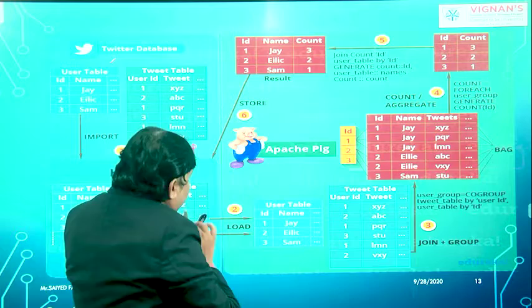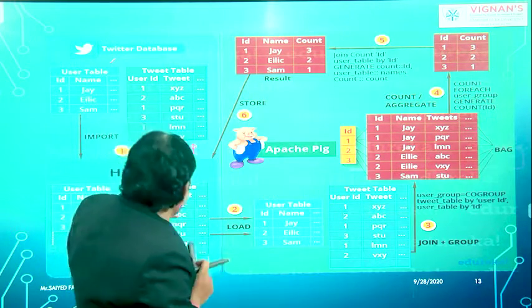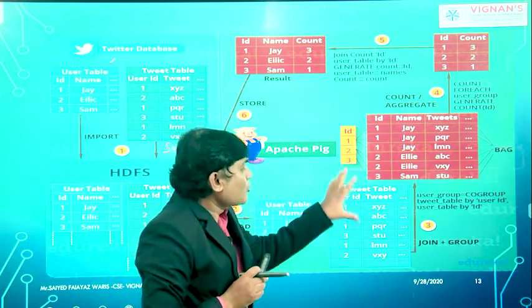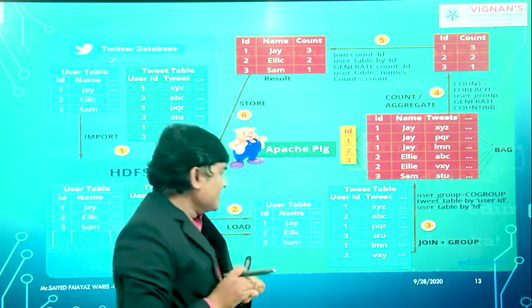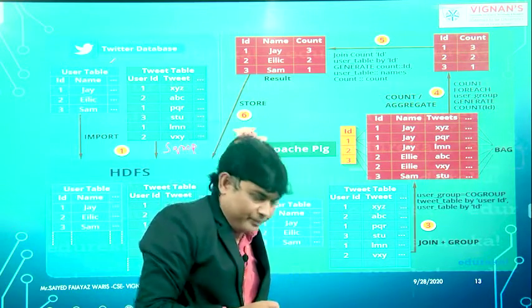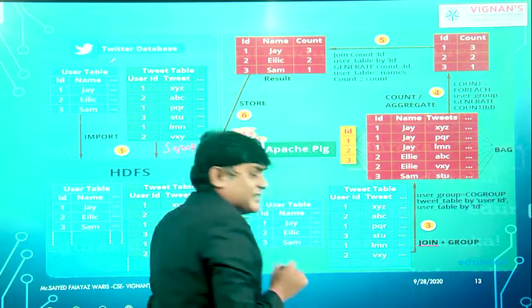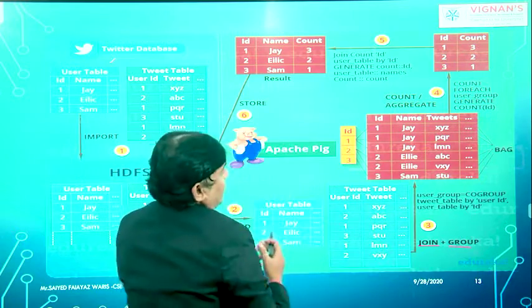So now what Pig will do is take these tables from HDFS. What tables will it take? It will take the user table and the tweets table for processing. So how is it going to process? It can perform two operations. One operation is called the join operation, and the second operation is called the group operation. First it is going to join the tables.